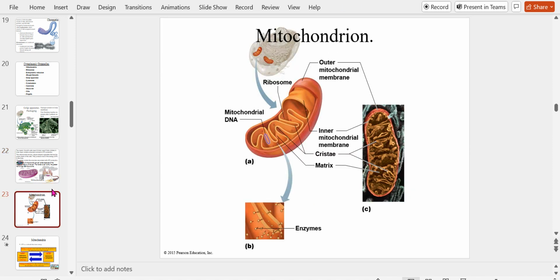Just another shot here. You have a cartoon next to a real electron micrograph of mitochondria, and you'll see these cristae, these inner folds in the middle. We are in good shape there. Enzymes on the inside.